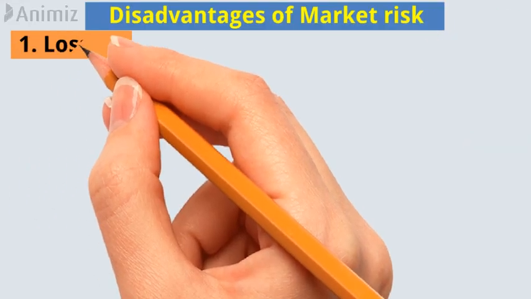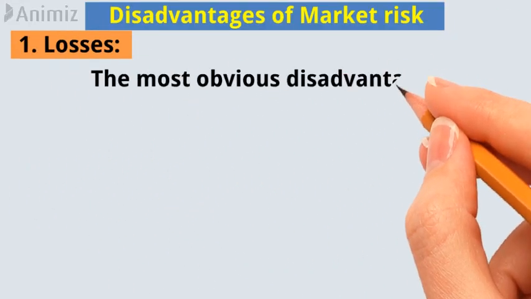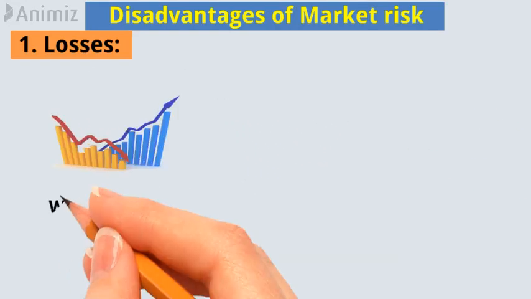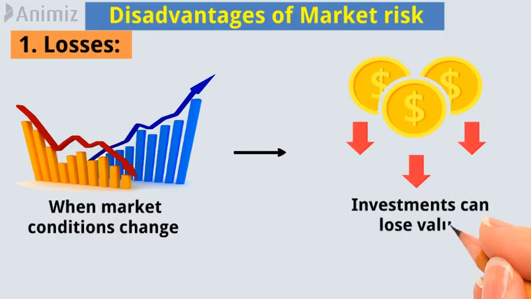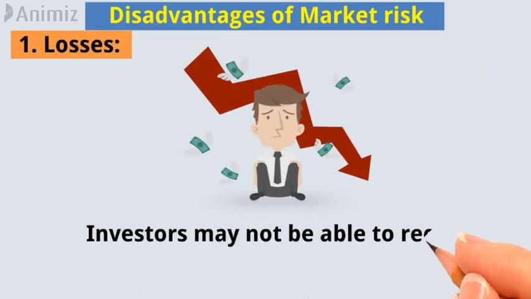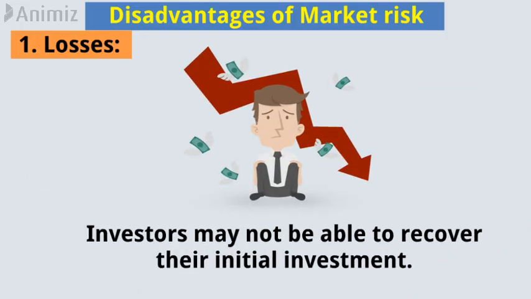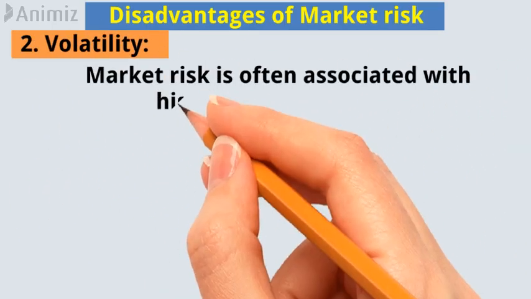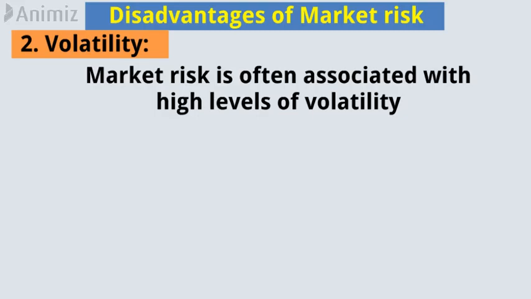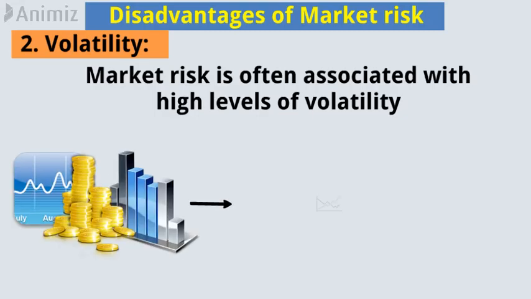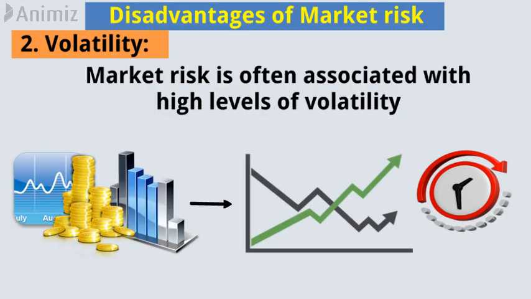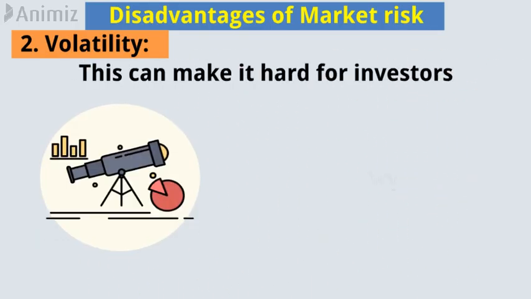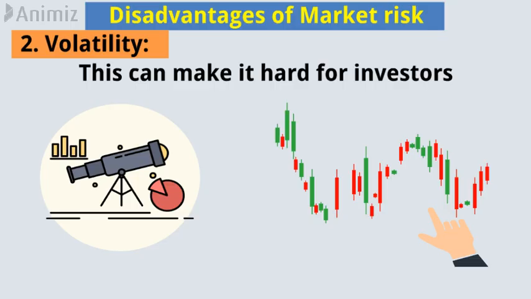Number 1. Losses. The most obvious disadvantage of market risk is the potential for losses. When market conditions change, investments can lose value, and investors may not be able to recover their initial investment. 2. Volatility. Market risk is often associated with high levels of volatility, meaning that investments can experience large fluctuations in value over short periods of time. This can make it hard for investors to predict the prospective value of their investments.